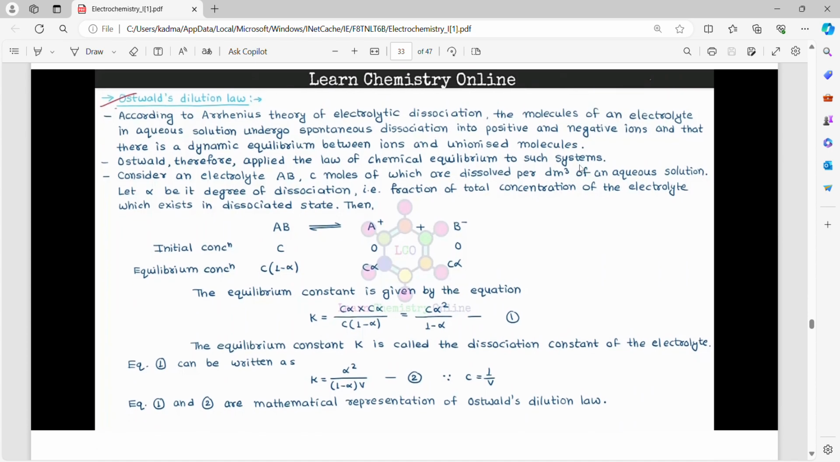Ostwald dilution law. According to Arrhenius theory of electrolytic dissociation, the molecules of an electrolyte in solution undergo spontaneous dissociation into positive and negative ions, and there is a dynamic equilibrium between ions and unionized molecules. Ostwald therefore applied the law of chemical equilibrium to such systems. Consider an electrolyte AB, C moles of which are dissolved per dm cube of an aqueous solution. Let alpha be the degree of dissociation, the fraction of total concentration of electrolyte which exists in the dissociated state. Then this will be the whole process.